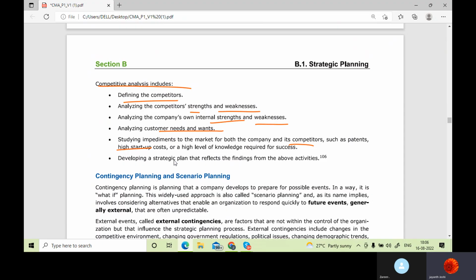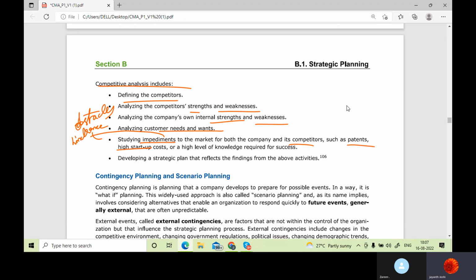So next point, you should see developing the obstacles and hindrances. So these are nothing but the impediments. So you should see what are the factors which are a hindrance or obstacle for your company from your competitors' side, such as, are you lacking some patents? Is the startup cost very high?